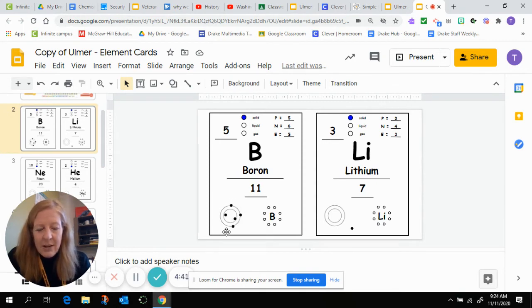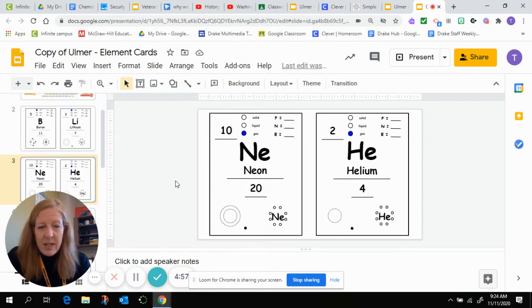The electrons on the outer shell are what are going to be important in terms of making bonds or combining with other atoms. Okay, so that's really the goal, is for us to figure out how many valence electrons are there. Okay, so once you complete boron, then you're going to move to neon.